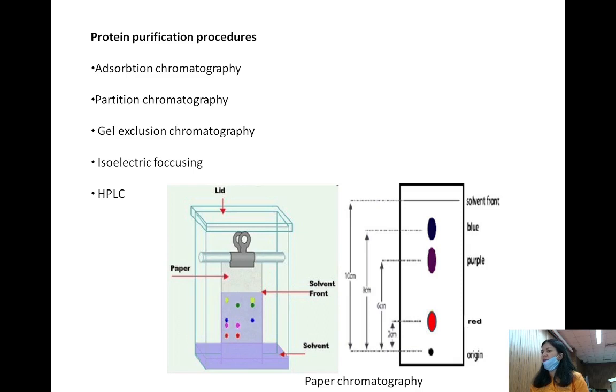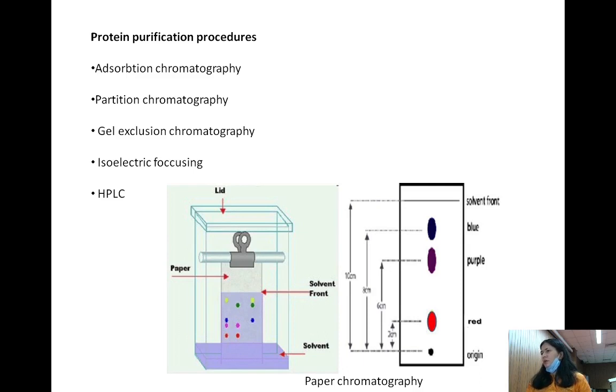In practical, have you been taught about paper chromatography in your practical classes? No, ma'am. Okay. So you will be taught in practical class how to perform paper chromatography. What happens in paper chromatography is that we take a sheet of filter paper. This is a Whatman filter paper. We make a point on the filter paper at one end, and at this point we add the different amino acid mixtures.